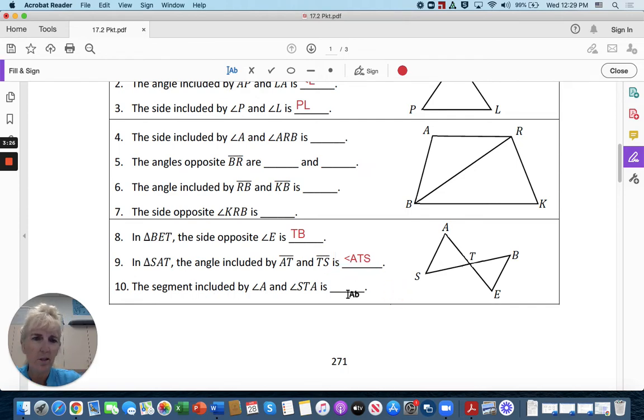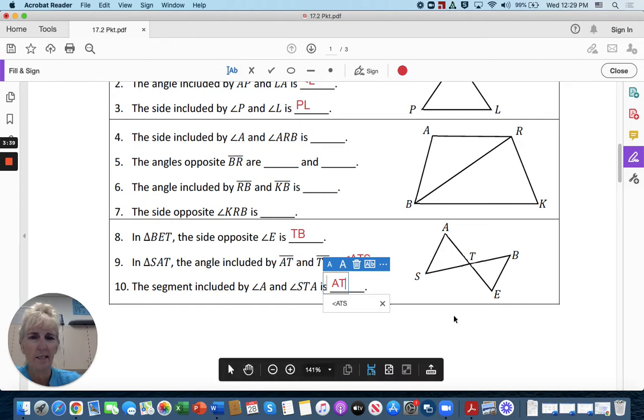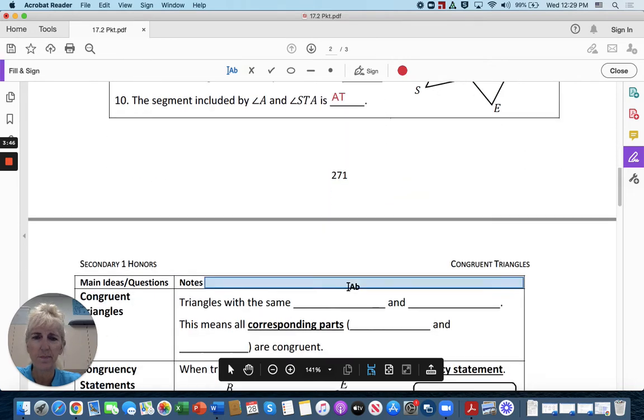The segment included by angle A and angle STA is going to be the line segment AT. You could also put TA, and again, you want to make sure that has a bar over the top of it. Okay, go ahead and do 4, 5, 6, and 7 on your own.